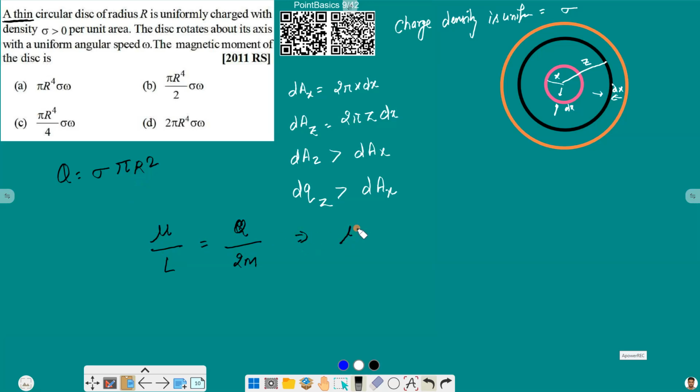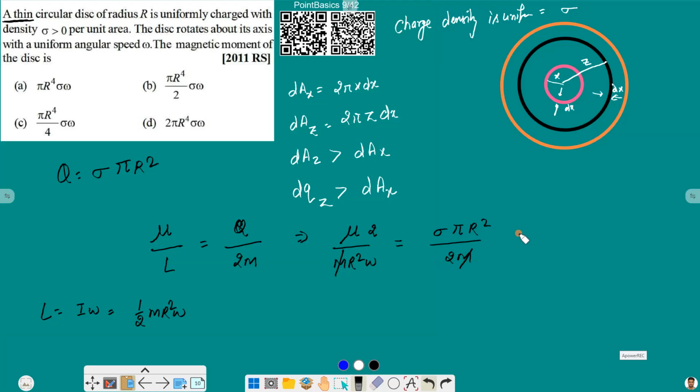So from this mu by L, as this is a disk and it is rotating about its center, the angular momentum L is equal to I omega, and here I is the moment of inertia of a disk rotating about its center, that will be half m r square, into omega. So mu by m r square omega divided by 2 is equal to the charge, that is sigma pi r square, divided by twice the mass. So the mass gets cancelled.